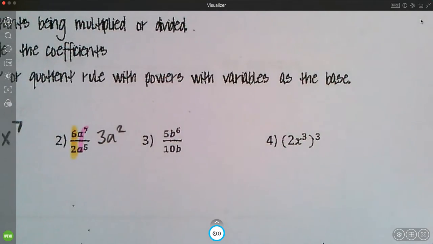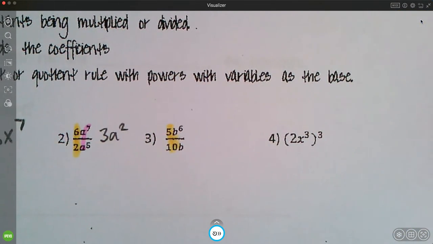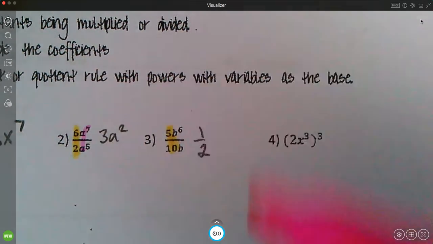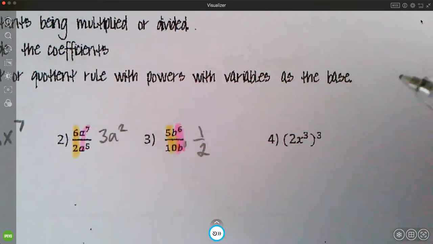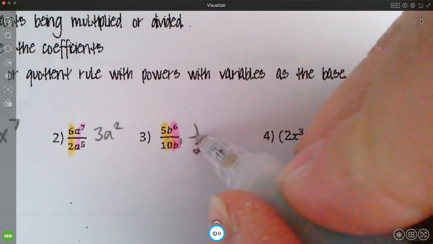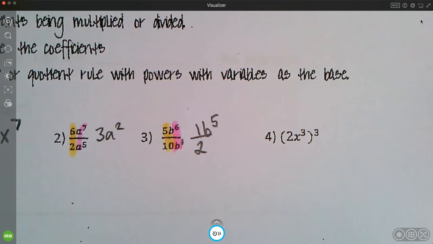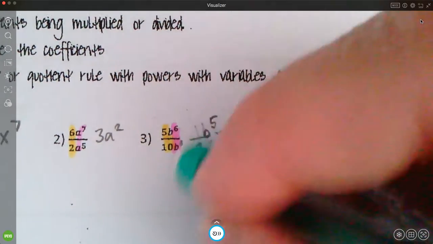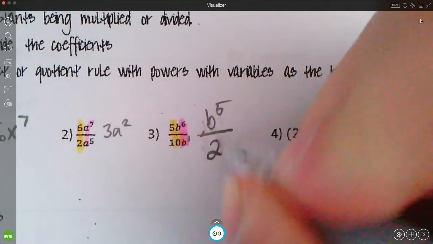Going on to the next one, same thing. I'll go a little quicker. Coefficients, 5 divided by 10 is 1/2. So I'm just going to write that, 1/2. And then I will use my variables, b to the 6 over b to the 1. I'm going to assume 1 there, so b to the 5th. I'll just write b to the 5th up here. Then I'm going to subtract. But technically, you don't need that assumed 1, so I'm going to erase that. So in the end, I'm going to really just write this as b to the 5th over 2 for that one.